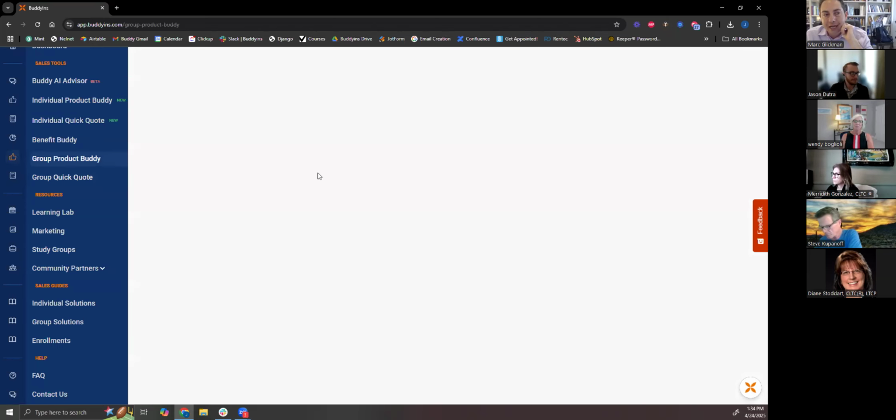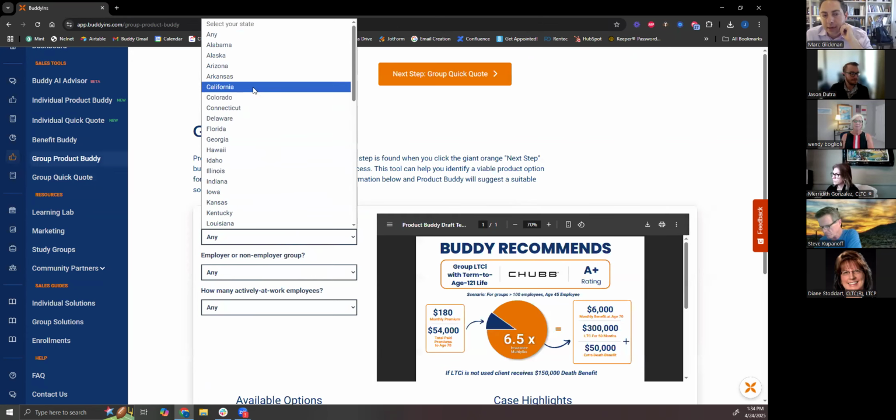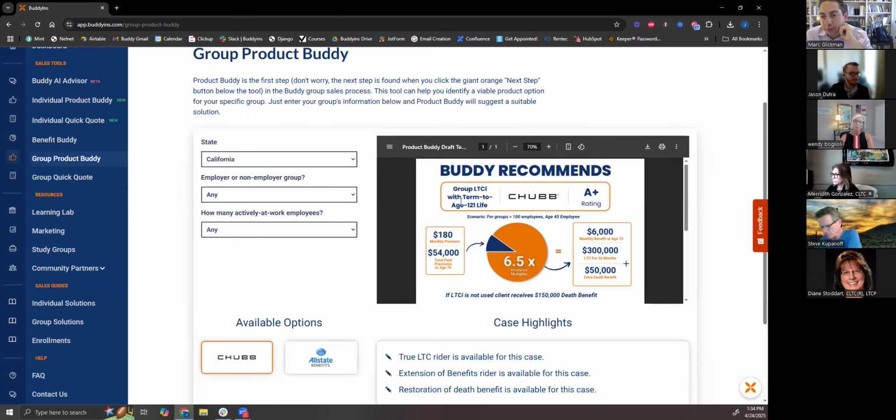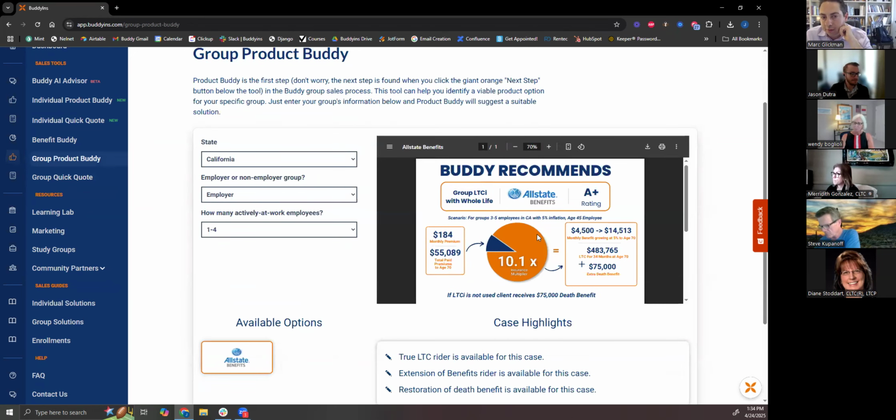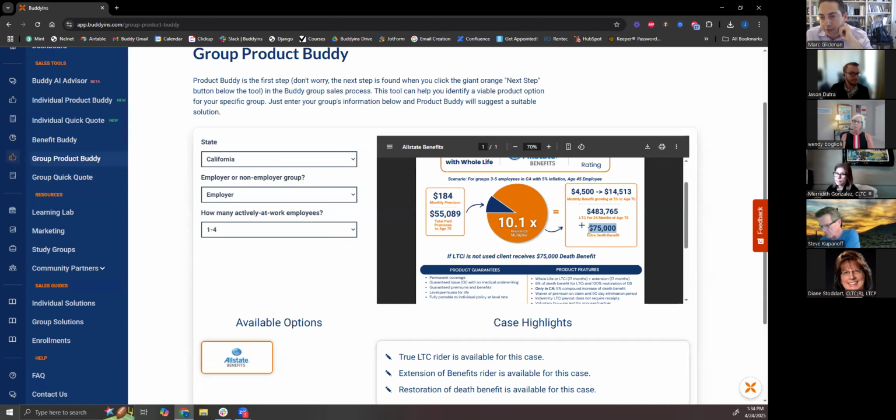We generally set that at where we commonly see the maximum guaranteed issue to be. So if you start there, you're generally going to be in safe territory and under promising, over delivering. So when it says 75,000 death benefit, take that to be the GI maximum for the employees to start.